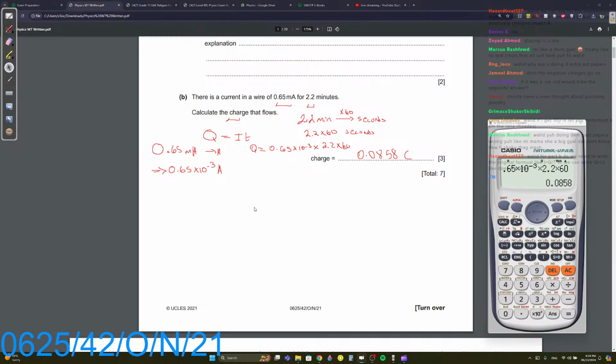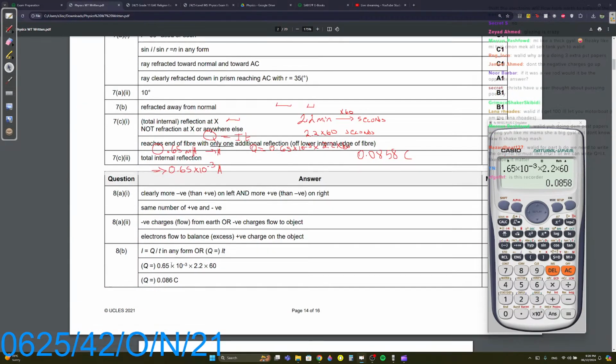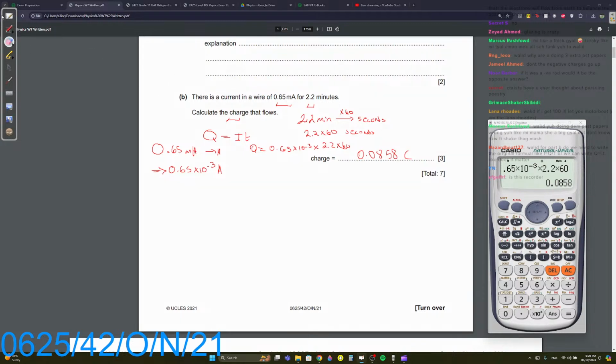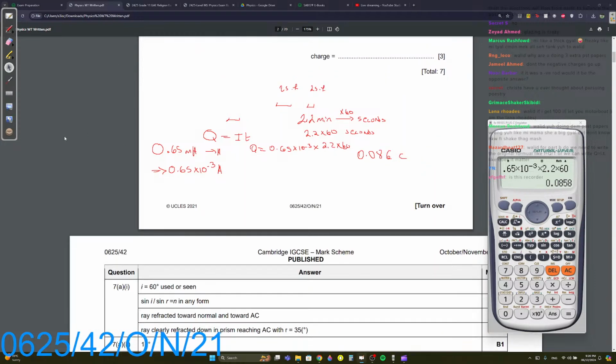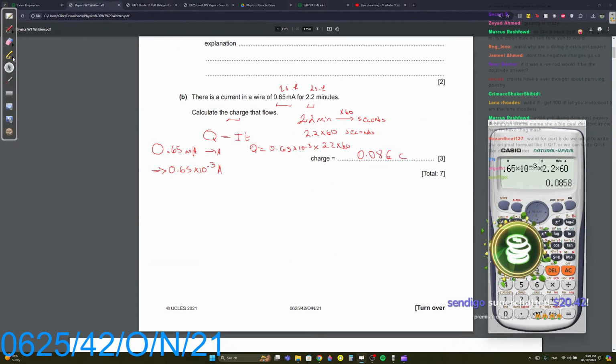Let's check the marking scheme. Yeah, they want us to round to two significant figures. Let me see how many significant figures. Okay, yes, that's my mistake. You have two significant figures. So you should round this, guys, to 0.086. Is it capital C or small c? Should be capital C.